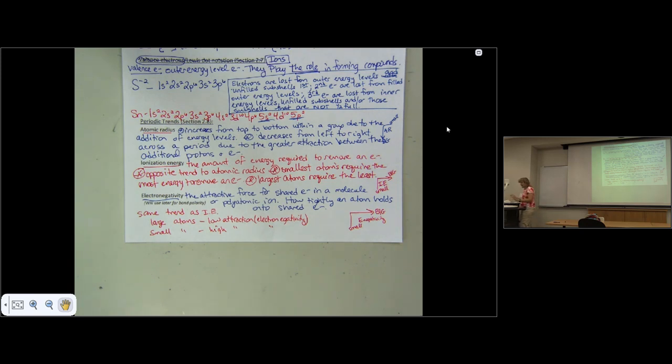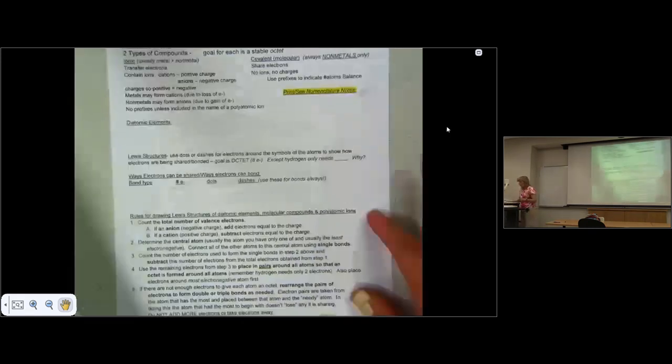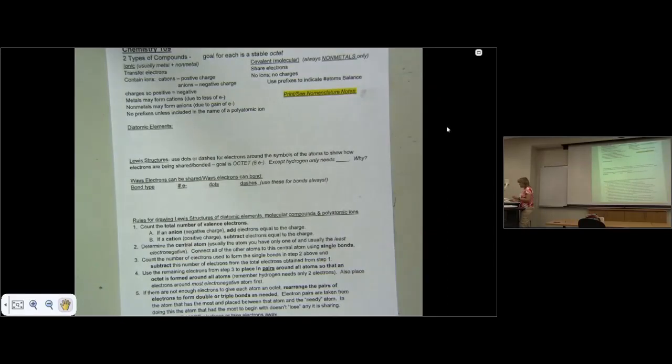With that said, I want to go to the next page, which is a very quick little scenario of compounds. So let's look at just a real quick scenario of compounds.